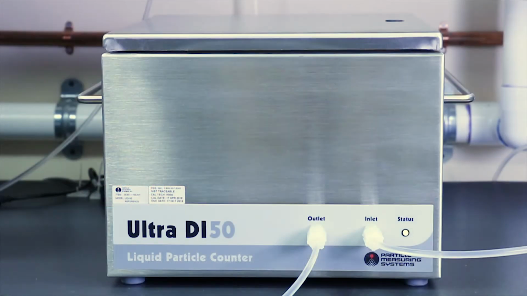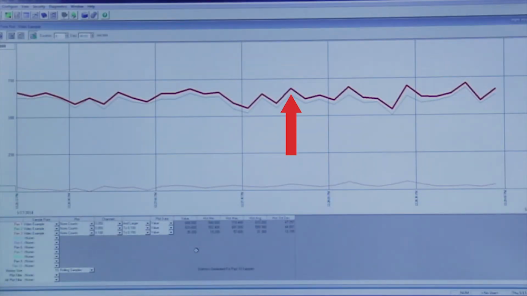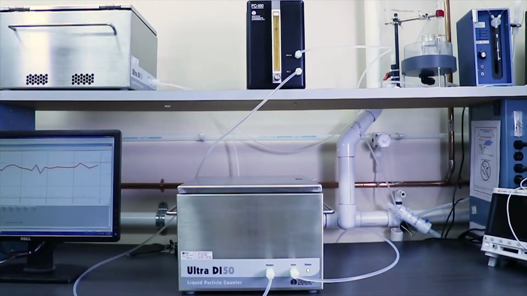First, begin with the initial setup of the ULTRA-DI 50 and ensure the unit has run on a flush cycle of DI water for 30 minutes. Here on the FacilityNet software, you can see the unit showing elevated counts. We will now perform several steps for troubleshooting high counts on the UDI 50.